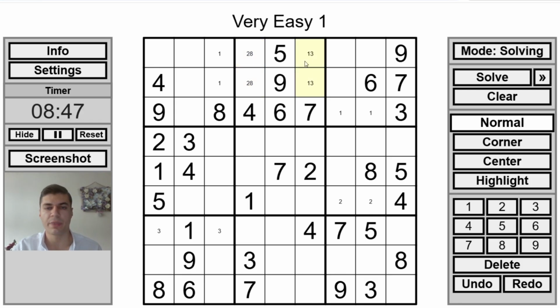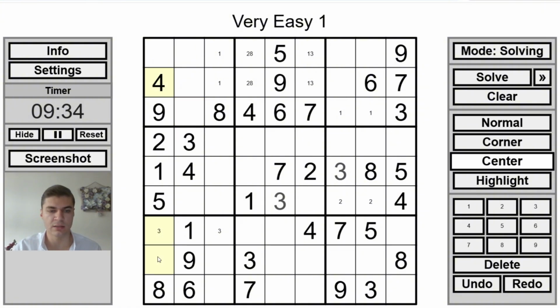So because of 3, I cannot write 3 there. Because of that 3, I cannot write 3 here. And because of this 3, I cannot write 3 here. So 3 has to be there. Because of this 3, I cannot write 3 here. Because of that 3, I cannot write 3 here. So this is 3. Because of this 4, I cannot write 4 here. Because of this 4, I cannot write 4 here. So this has to be 4.